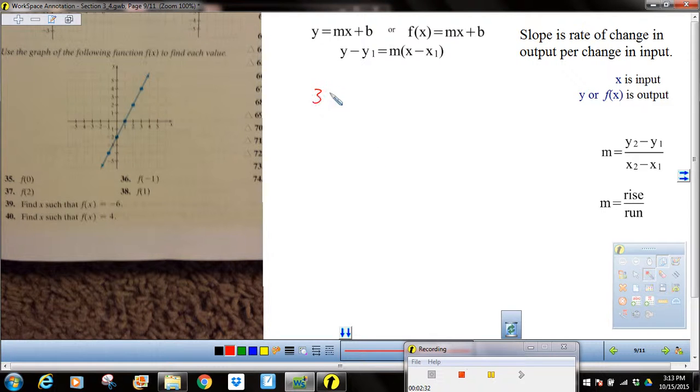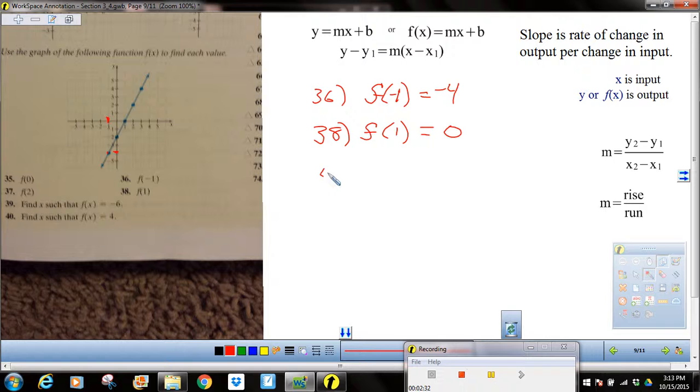So do number 36, f of negative 1 means when x is negative 1, when the input's negative 1, what is the y value? And it looks to me like it is negative 4. And that's how easy this is. It's no calculation. You just look at the graph for certain inputs, look for the outputs. Number 38 says f of 1. So when x is 1, the output, the y value, is 0.